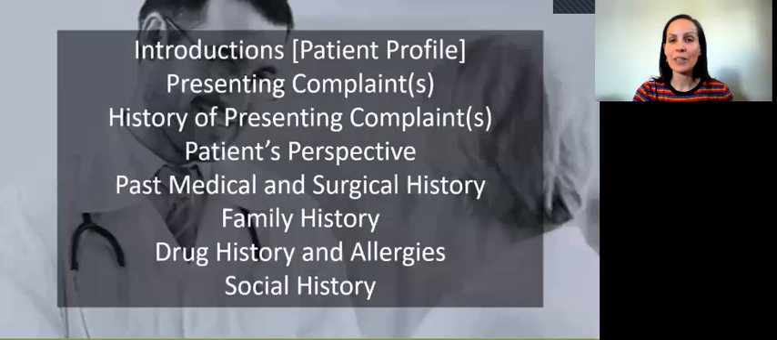So medical consultations use a common set of structures. We usually start with introductions. We then find out the main presenting complaint or complaints, the main problem the patients come with. We find out the history of the presenting complaint. So that means the story of their problems. We want to find out their perspective. How is this affecting them? We want to find out about their health in the past. We want to find out about their family's health in the past, called family history. We want to find out if they're taking any medicines, if they have any allergies, and then more about their social life, their social history.